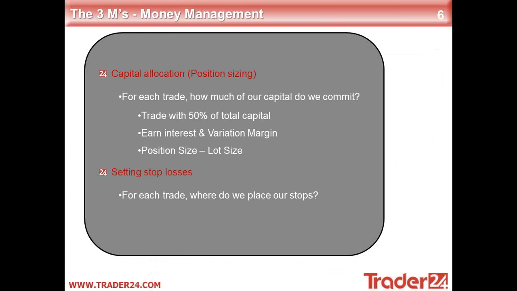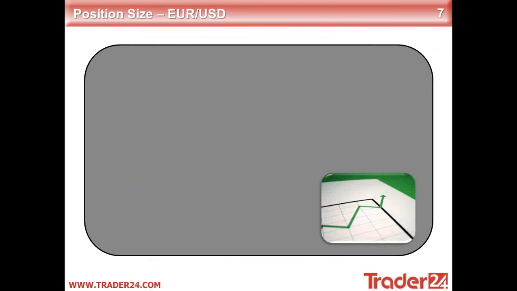Okay, so what we're going to talk about is setting stop losses. For each trade, where do we place our stop losses? We can have an initial stop at a technical point like a support or resistance line. We're going to go through an example here, and I'm going to talk about how to create a position size on the euro dollar.